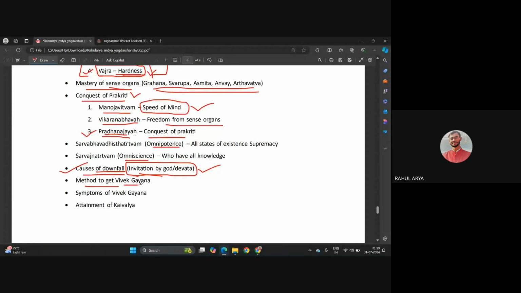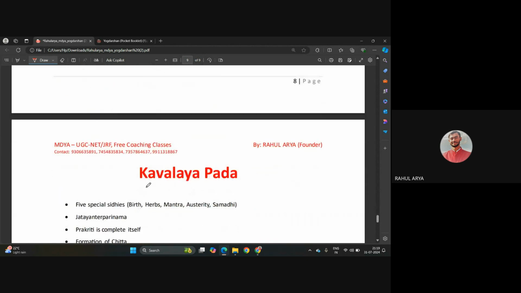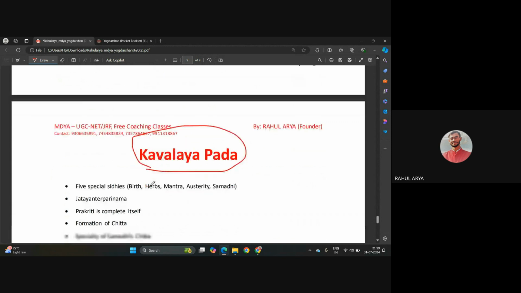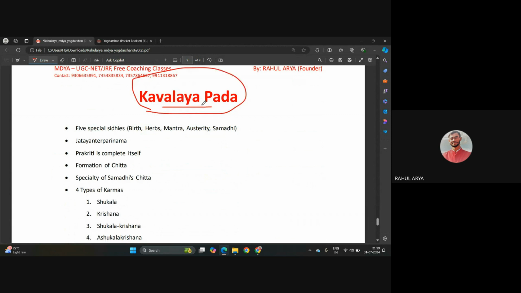The method to Vivek Jnana, the symptoms of Vivek Jnana, that you are now getting it. Vivek Jnana means Ritambhara Pragya knowledge. And after Vivek Jnana, the attainment of Kaivalya. And with this sutra the Vibhuti Pada is completed. And in the last 10 minutes we will complete the Kaivalya Pada introduction today. Kaivalya means moksha, the liberation. So the major definition of liberation is here, that's why its name is the Kaivalya Pada.